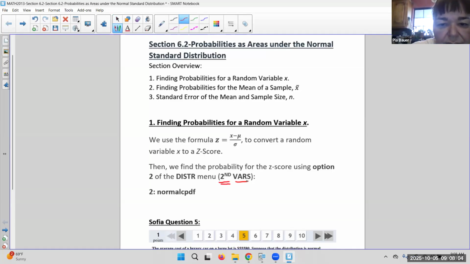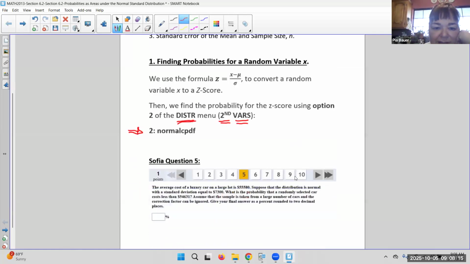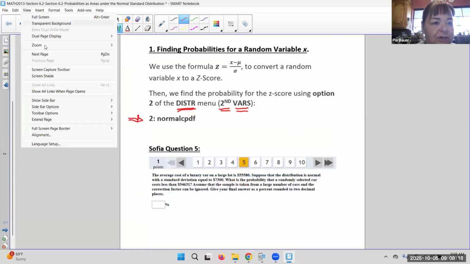Second bars will get you the distribution menu, and in particular, we're interested in using option 2. So let's look at an example, and let me go ahead and make this larger now.